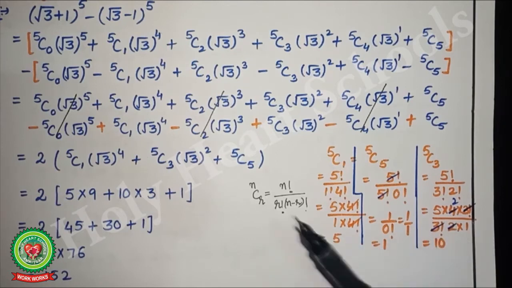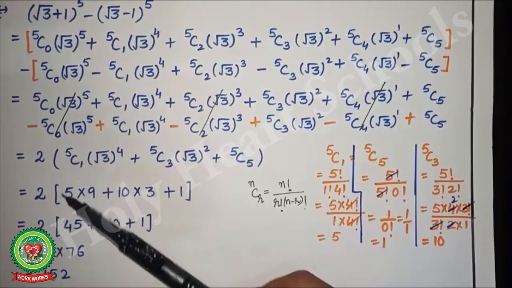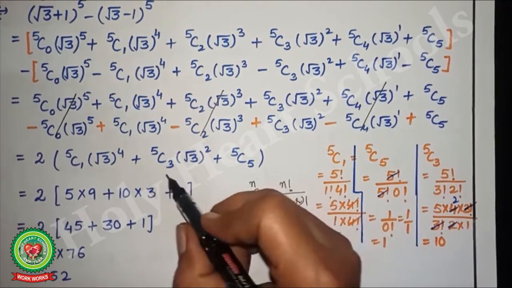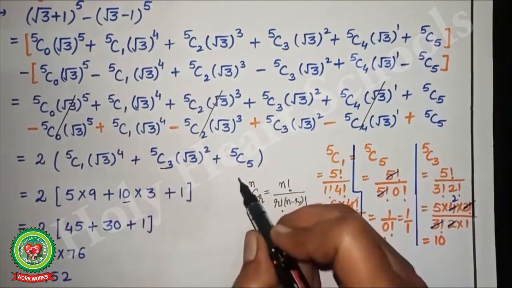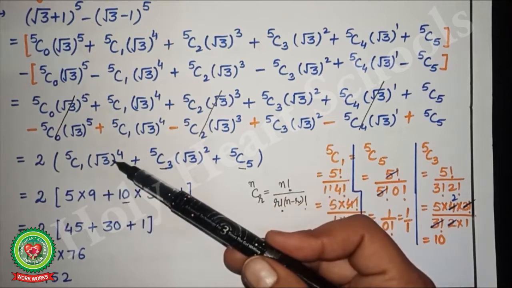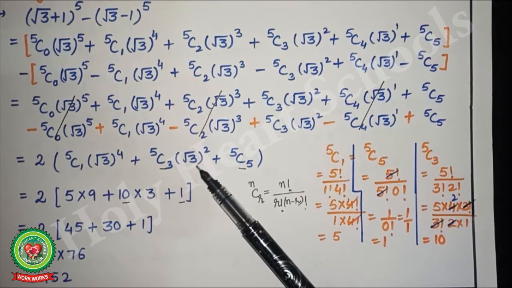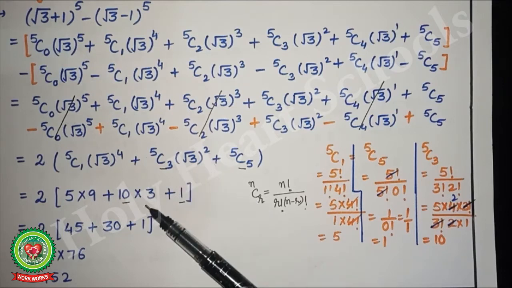When you put these values, you will get 2 into, here 5C1 will become 5 and 5C3 will become 10. 5C5 will become 1. And under 3 multiply 4 times, we will get 9. Under 3 multiply 2 times, we will get 3.